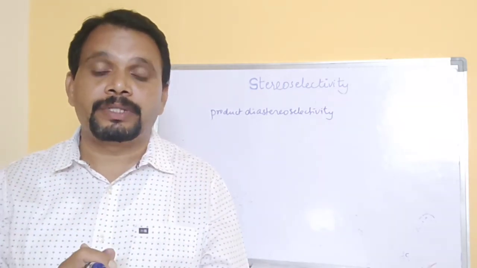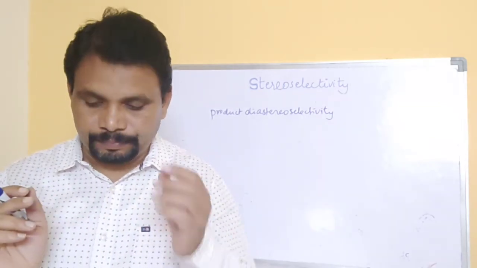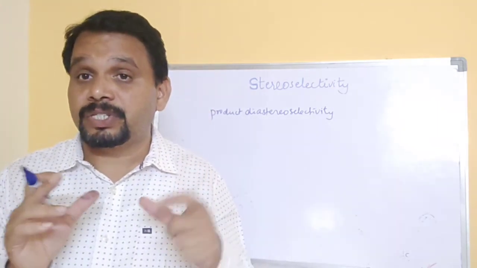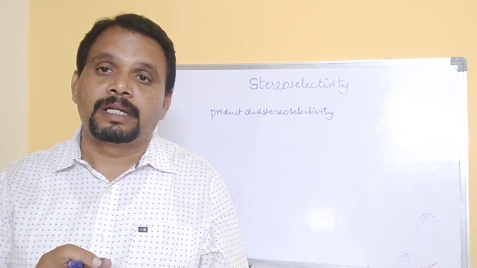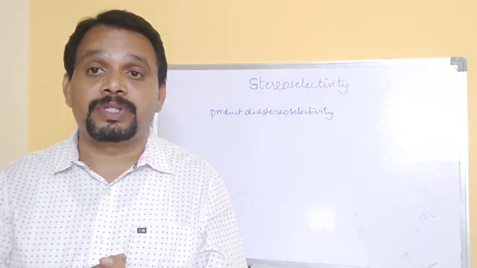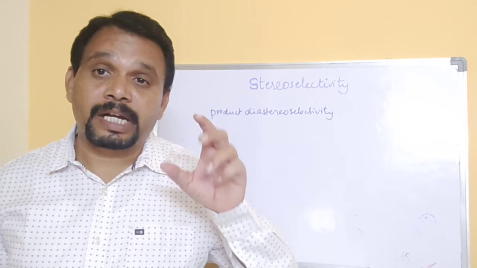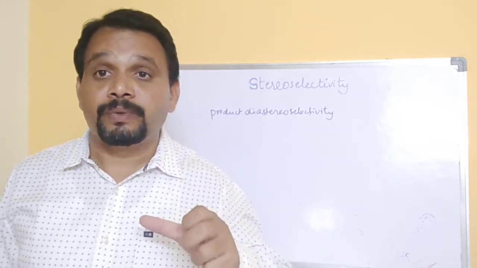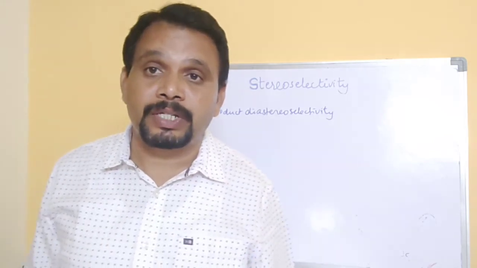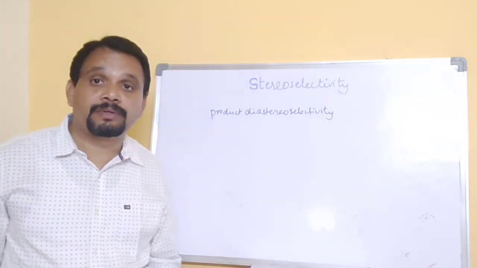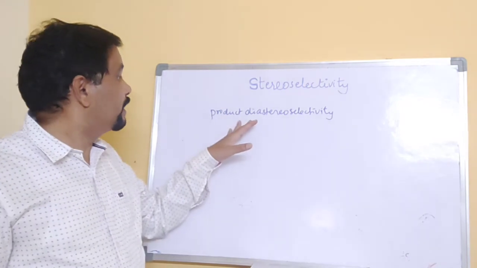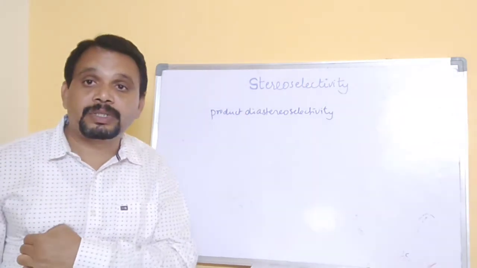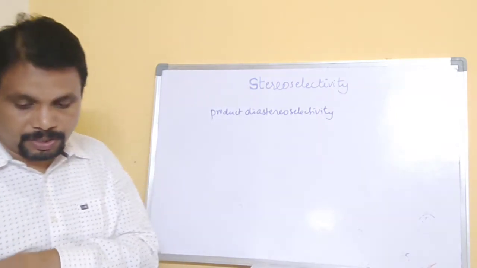Another one is that a chiral environment is necessary. A chiral reagent must be used in that reaction. Both conditions must be fulfilled in the previous reaction so that you will get product enantiomer selectivity and enantioselective reactions. So finally, I am going to explain product diastereoselectivity reactions.